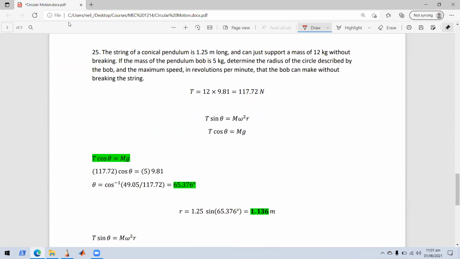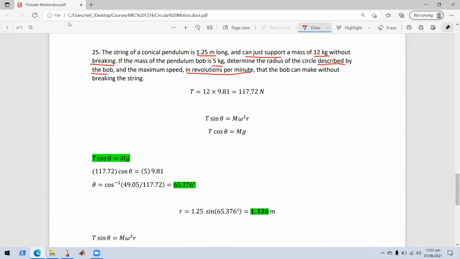So the string of a conical pendulum is 1.25 meters long and can just support a mass of 12 kg without breaking. If the mass of the pendulum bob is 5 kg, determine the radius of the circle described by the bob, and the maximum speed in revolutions per minute that the bob can make without breaking the string. So what's the maximum speed it can go, and the biggest circle that it can describe without breaking the string, right?